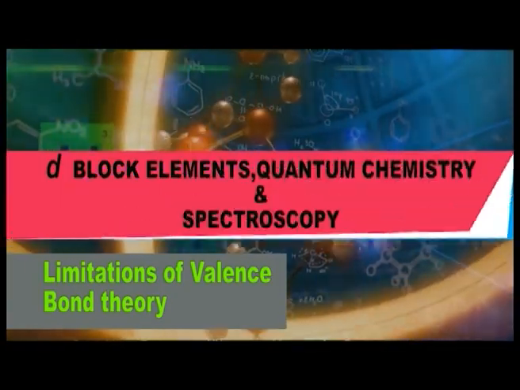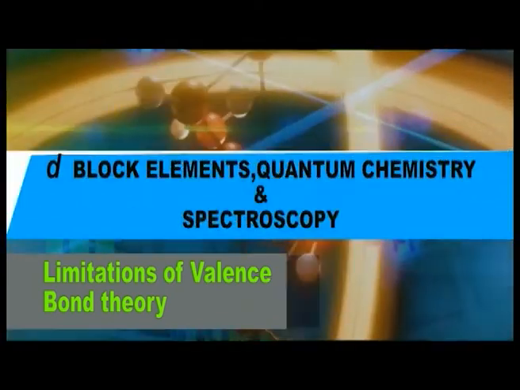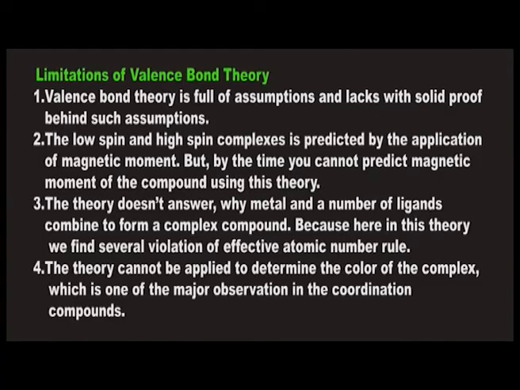Now let's move towards the limitations of valence bond theory. Though the valence bond theory is easy to grasp and is able to frame a preliminary structure of the complex compound, it has a certain number of limitations too. Here are these limitations. Valence bond theory is full of assumptions and lacks solid proof behind such assumptions.